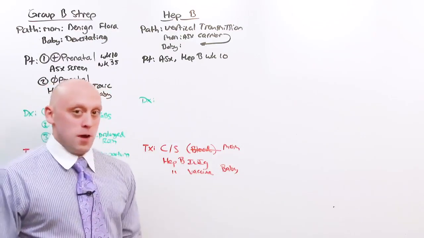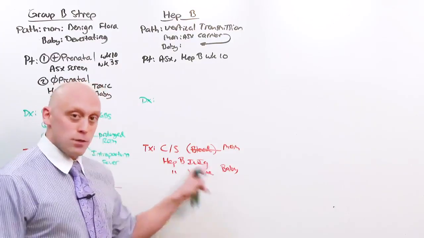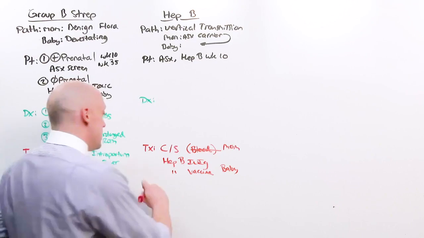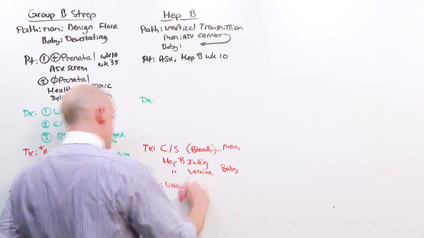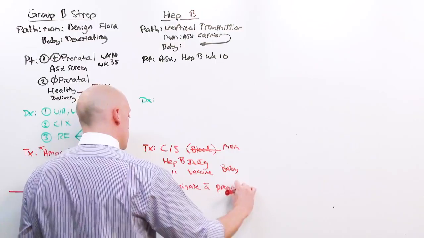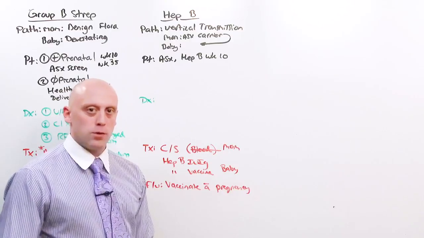Kids get vaccinated for Hep B, but if mom is a positive carrier, baby needs it at the first day of life. Ideally, you will vaccinate mom before she gets pregnant. Hep B is given in 3 doses: now, 1 month, 1 year.